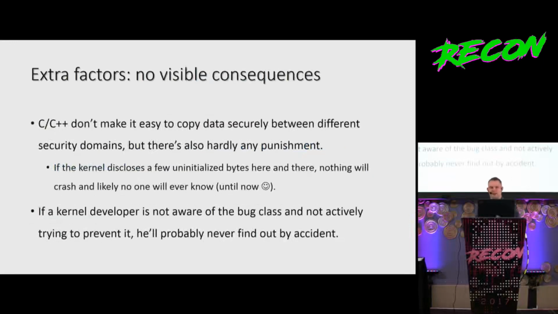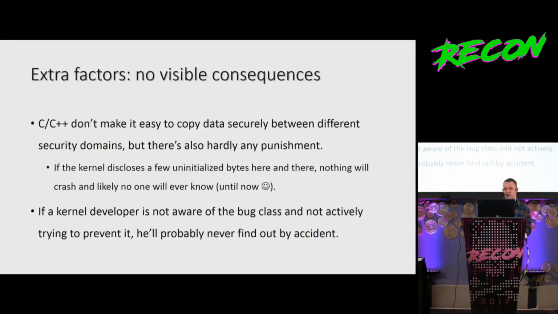Another extra factor is that there are no visible consequences of this problem. This is a problem with C and C++ in a way, because it doesn't make it easy to copy data securely between different security domains. But the other thing is that there is really hardly any punishment. If a kernel discloses a few bytes here and there, nothing will ever crash, and no one will ever know until probably now.